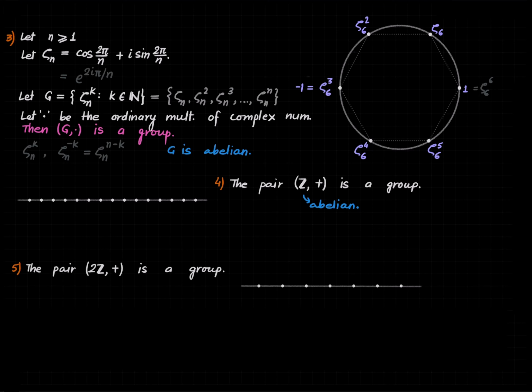So this is now the collection of all the even numbers. 2Z by definition is twice n, where n is some integer. So another way to say it is the collection of all the even integers. This is a group, and this is an exercise. You add two even integers, you get an even integer, etc. So this is a group. Again, abelian. And to generalize this, nZ is a group under ordinary addition, where n is any integer. So what is nZ? nZ is just scaling every integer by n.